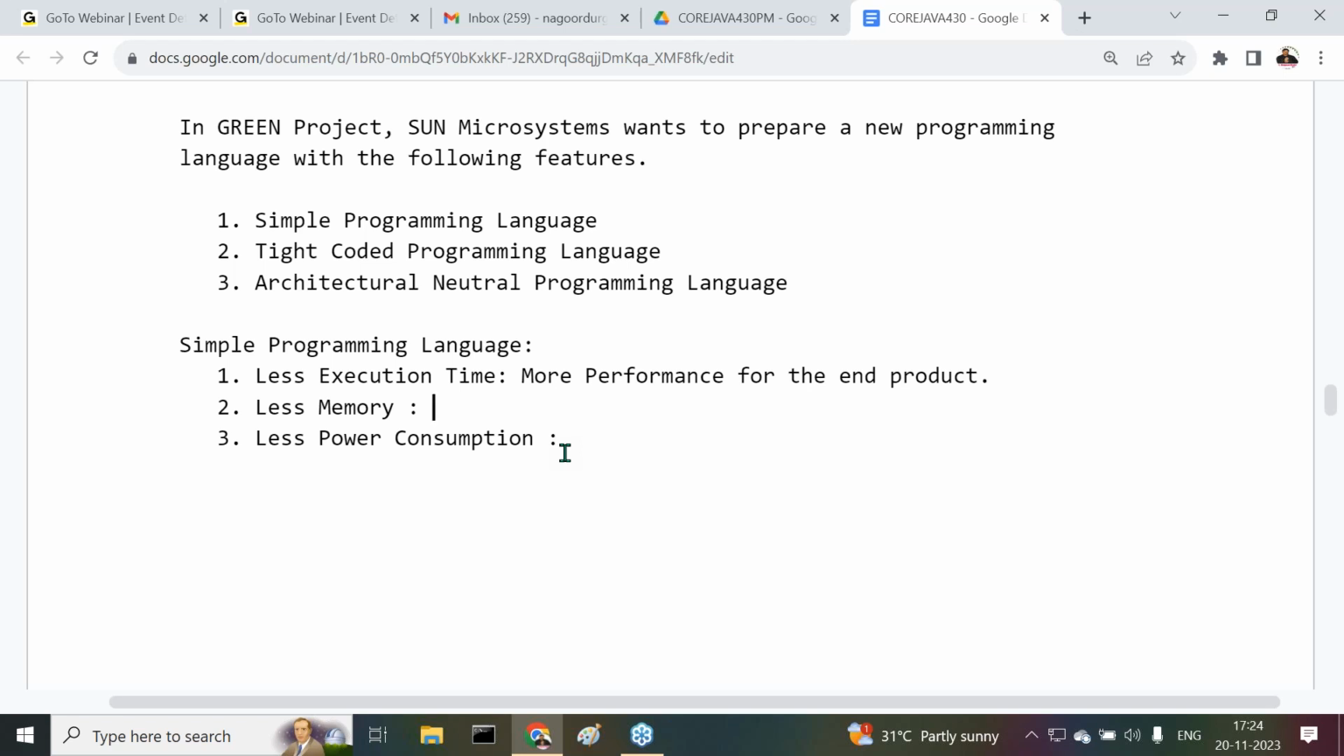Think of it. What's the meaning of it now? When RAM size is increased, when memory size is increased, automatically the cost of the computer is increased.